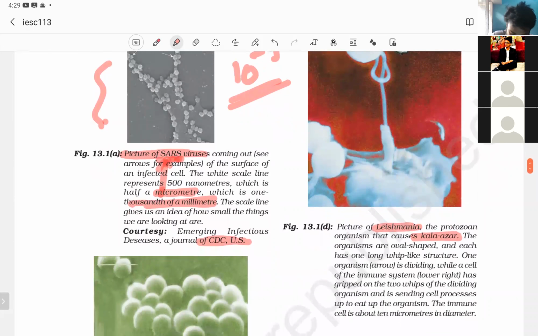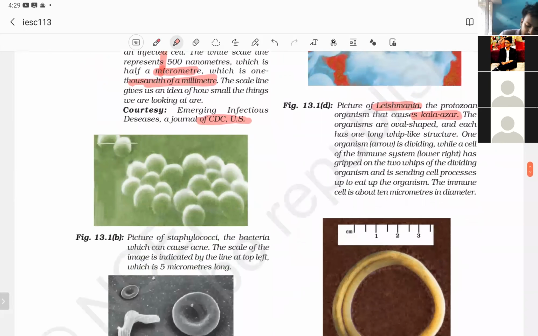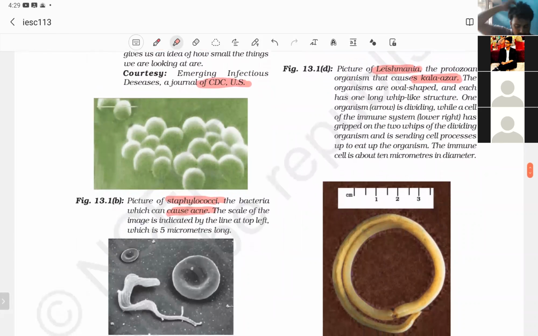And next one is the staphylococci. Staphylococci is a bacteria, right, which causes acne. You must be understanding acne now that you are at the age of acne and all. Acne is like lesions or eruptions on your skin, which girls don't like, boys as well. And during puberty, acne is very common, right? So this is a staphylococci bacteria.